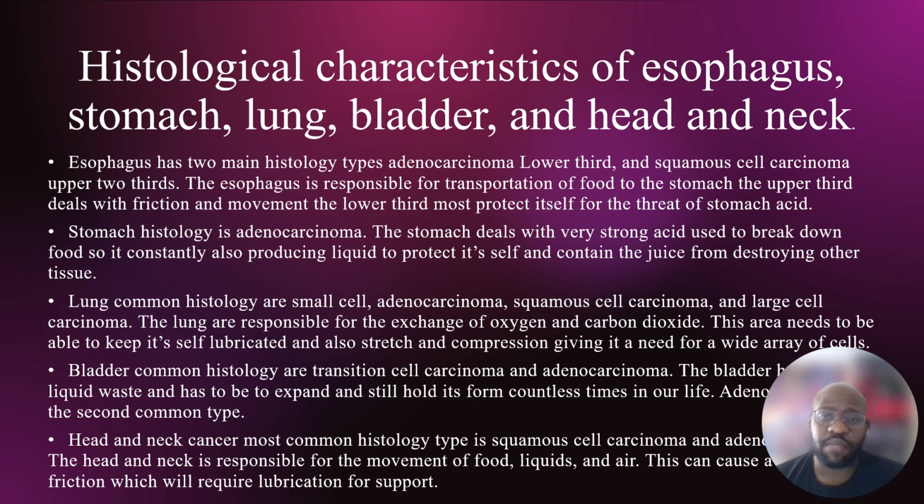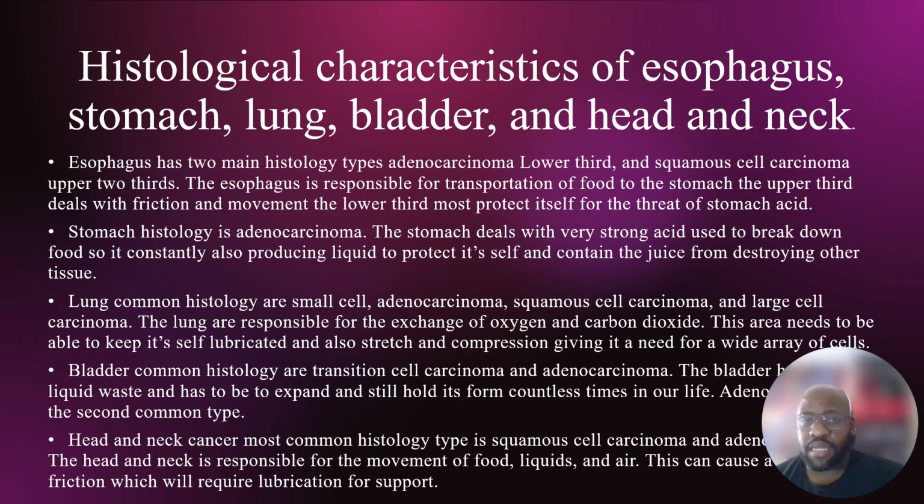Moving on into the stomach, the main histological type of malignancy will be adenocarcinoma because it needs protection from the stomach juices. It doesn't want to digest itself. Lung, we see a couple different ones. First beginning with small cell carcinomas, which is considered oat cells, and then non-small cell, which is broken down into squamous cell, adenocarcinoma, and large cell. And these can be found in different parts of the lung.